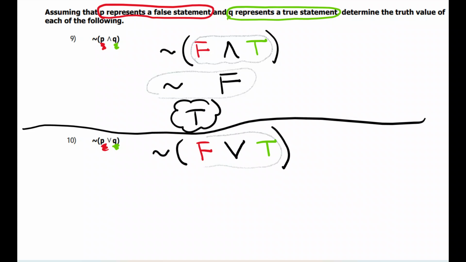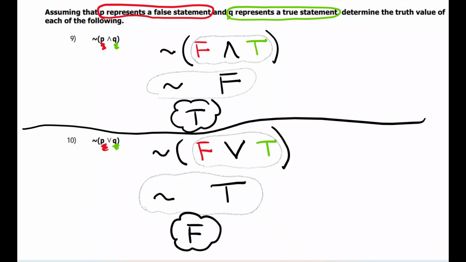All right, so just like before, start in the parentheses, except this time we're doing an "or." Okay, so on an "or," as long as there's one true, it'll be true. The only time you get a false on an "or" is when you have two falses. So false or true is actually a true. And now I'm going to negate the true, and when you negate a true, it becomes a false. And that's my last step. So that was problems 7 through 10.